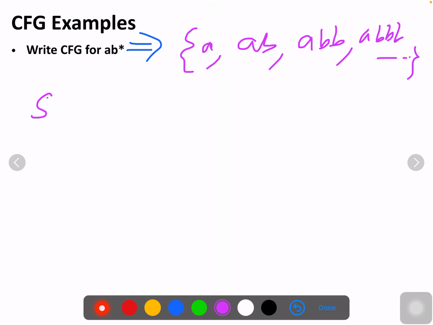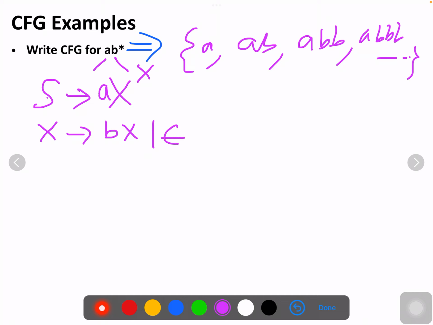Look at this. I'll take this aX, right? So what is X here? X could be, again it is b. If this is a, I take X variable in place of that. X again is bX or epsilon, right? Which is similar to the a star we have seen in the previous slide. Look at this, aX or bX, right?